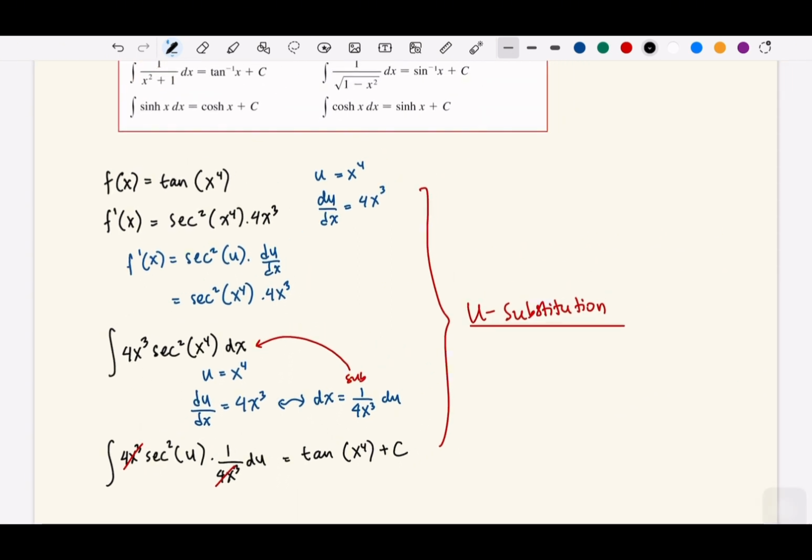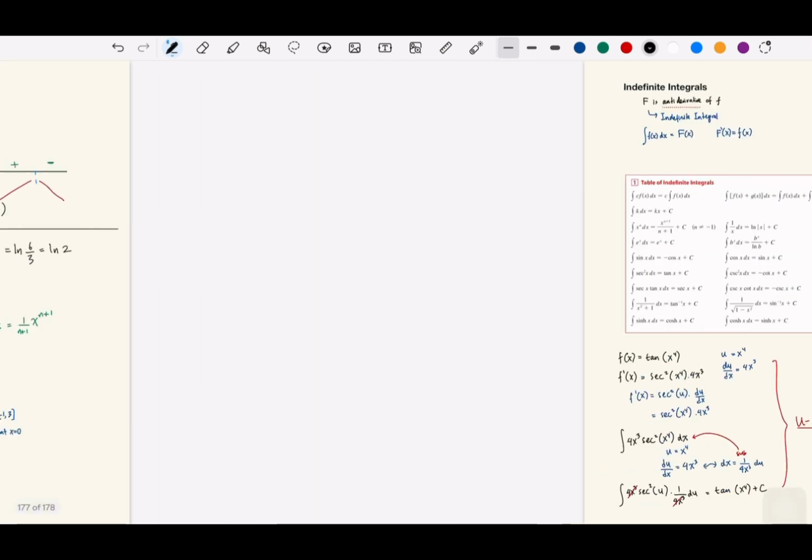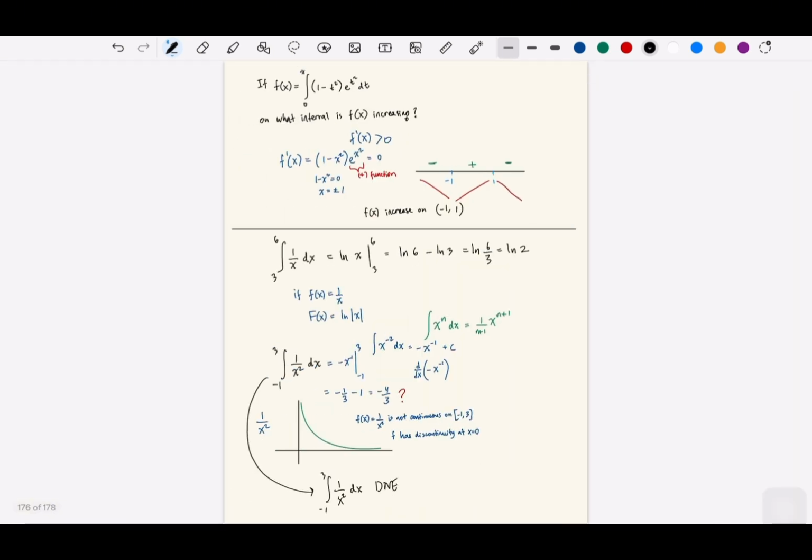The last one. I mean the precision. This one? Okay.